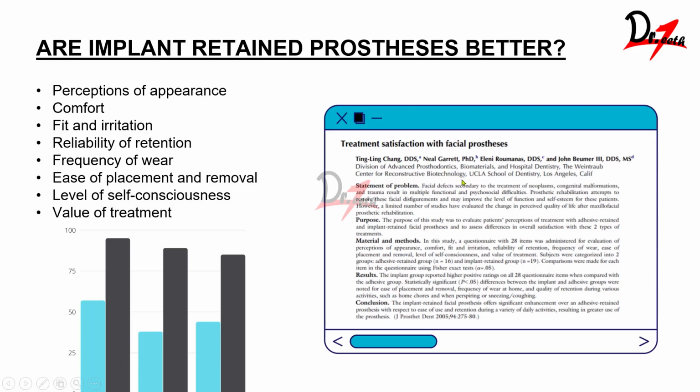Now, this article was published in UCLA School of Dentistry, where Dr. Bumer et al. compared various aspects of the prosthesis that can enhance the quality of the patient's life. So these were the perception of appearance, comfort, fit, irritation. All of these factors were evaluated, and especially for reliability of retention, frequency of wear, ease of placement and removal, the results were statistically significant, and the patients preferred implant retained prosthesis over other kinds of prosthesis.